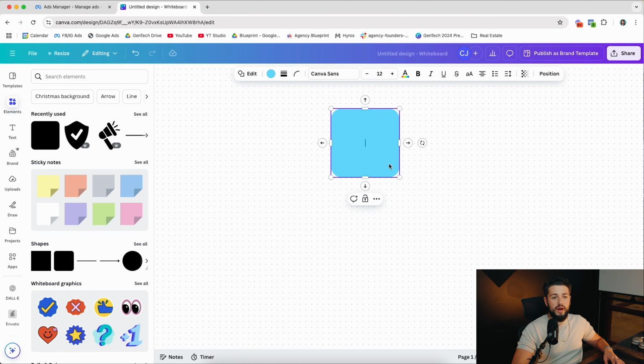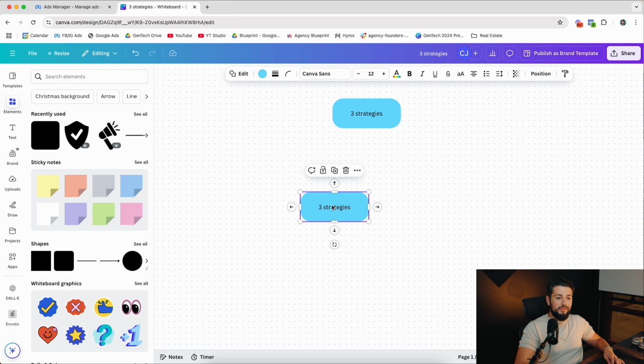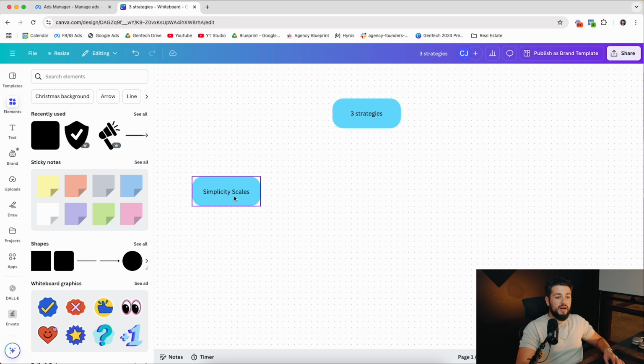All right, so I opened up a Canva whiteboard just so I can break down exactly what this looks like. So we have the 3 strategies and we're going to list them down here. So the first one is actually my favorite. It's simplicity scales. So we're going to dive into exactly what that means, what part of the ads we made super simple in order for us to be able to scale.